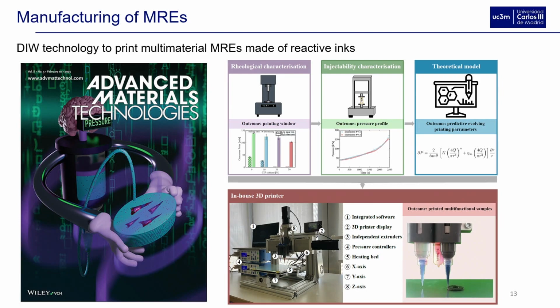So we developed a methodology to overcome these issues, and this methodology is based on a rheological characterization that gives you the printing window of your material, an injectability characterization that gives you a pressure profile that drives the flow of your material across the whole printing process robustly and with consistency, and we provide a theoretical model that predicts the evolving printing parameters for other materials and other flow conditions, okay? And of course we validate this in an in-house 3D printer that has the ability to change the pressure parameters on the fly during the printing process.